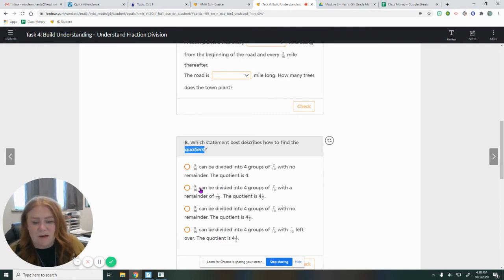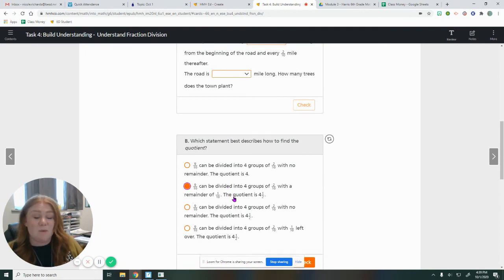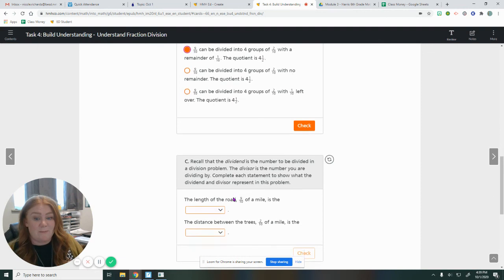So looking here, they are the same until I get to "with a remainder," and this one just says "left over." Which one is the better math vocabulary word? This one right here is a better sentence for a mathematician to use. Using those correct words will help people know what you're talking about.